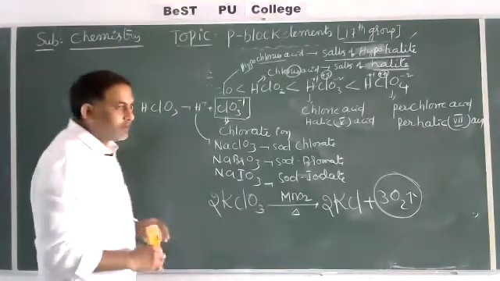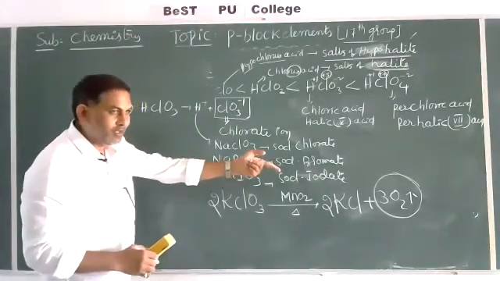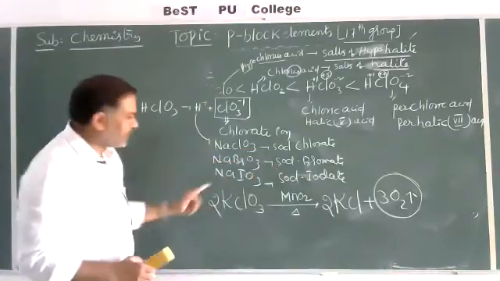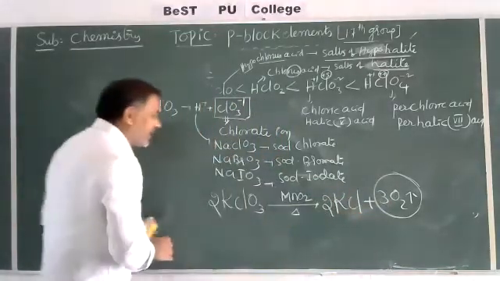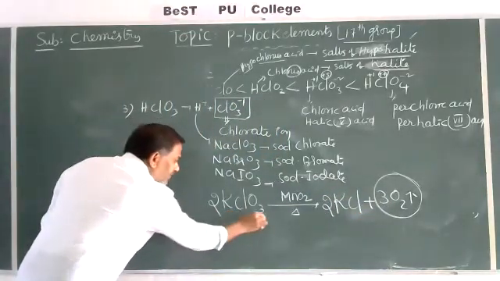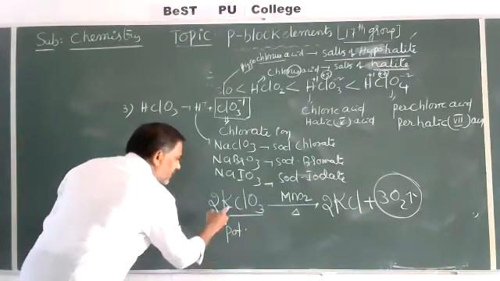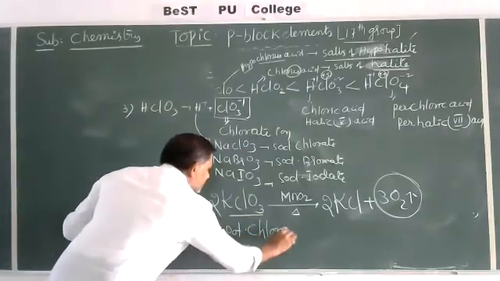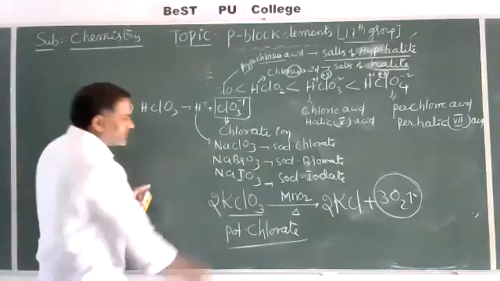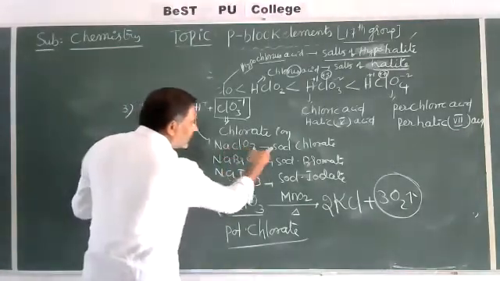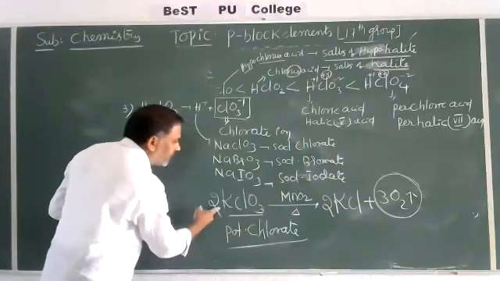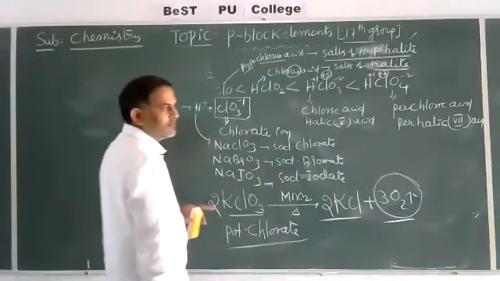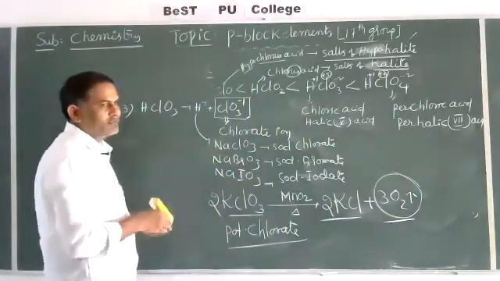Where? In the preparation of dioxygen, in P block elements, 16th group elements, oxygen. Formally, preparation of dioxygen by the thermal decomposition of potassium chlorate, KClO3, like NaClO3. So instead of NaClO3, sodium chlorate, it is potassium chlorate. On thermal decomposition, it gives 2 KCl plus dioxygen is obtained. Very, very important reaction for this.